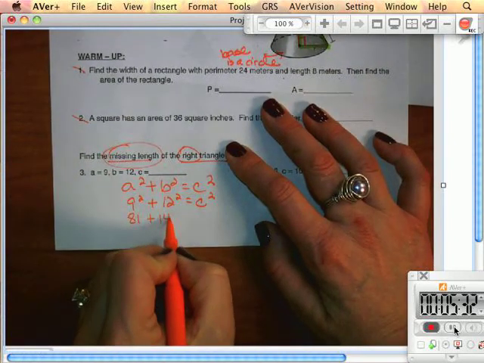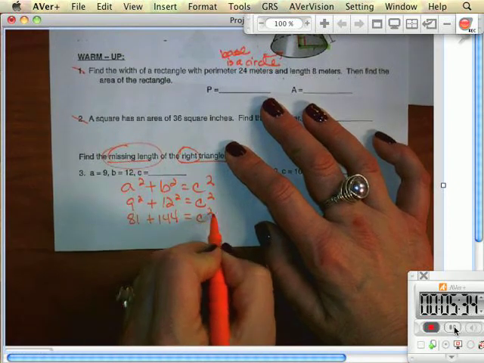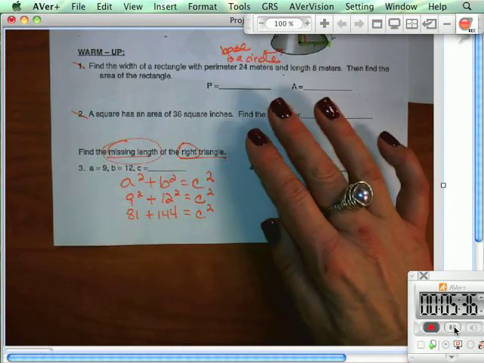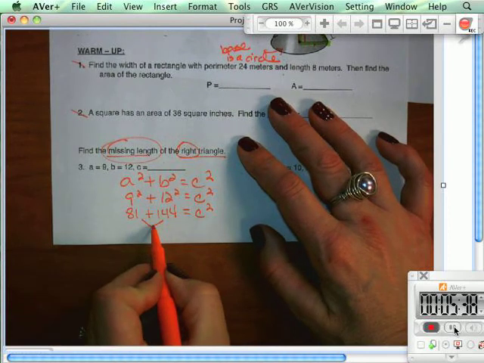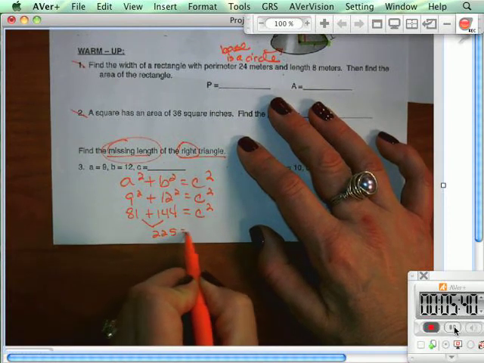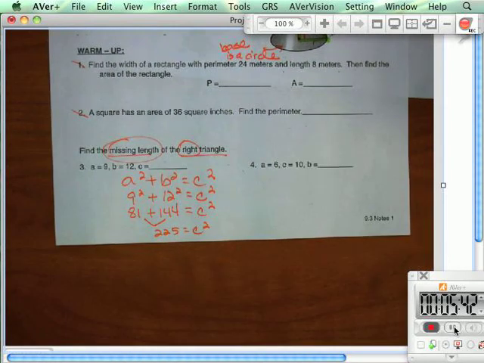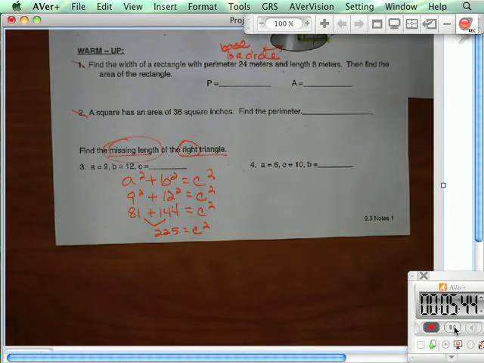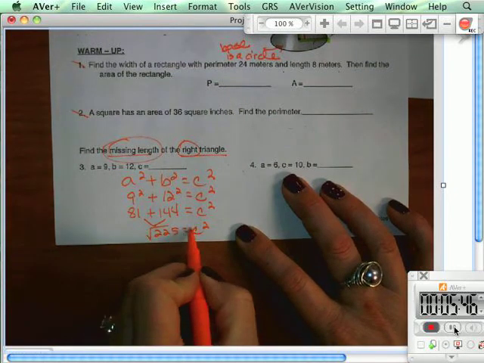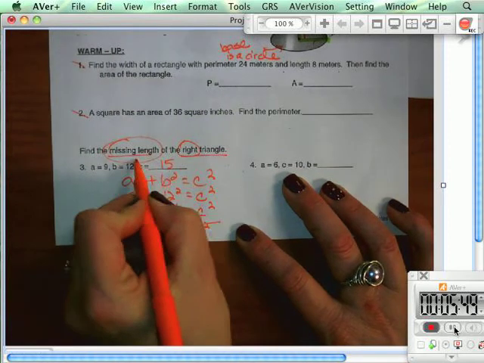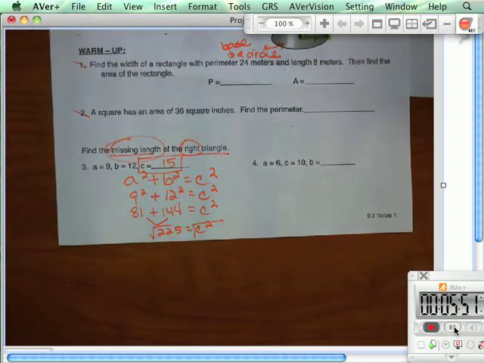81 plus 144 equals C squared. Add these together: 225 equals C squared. Do I want C squared? No, I want the square root of that. So C would be 15. Pythagorean theorem, you've got to use it.